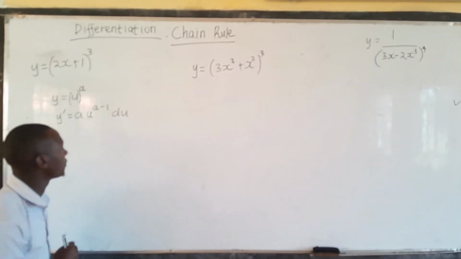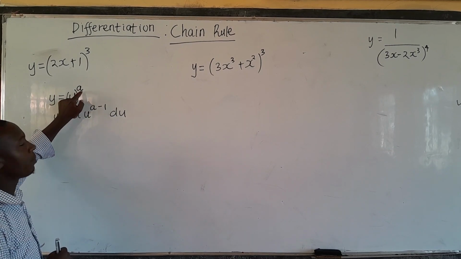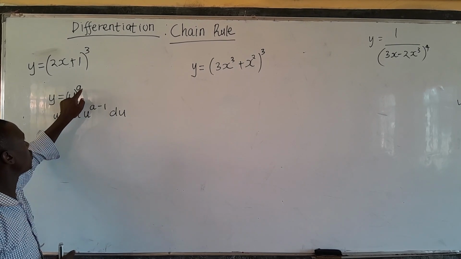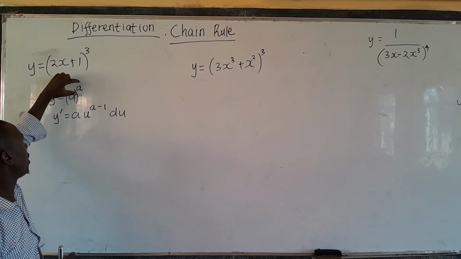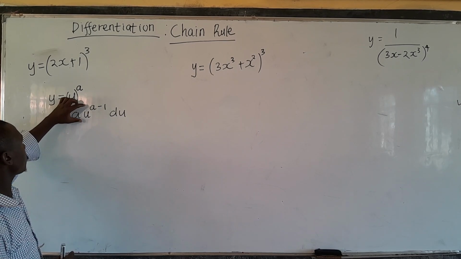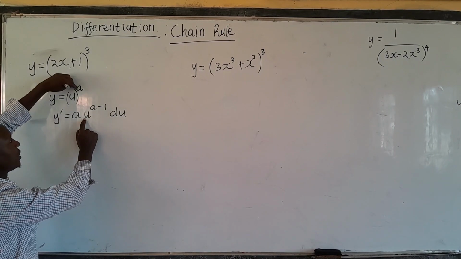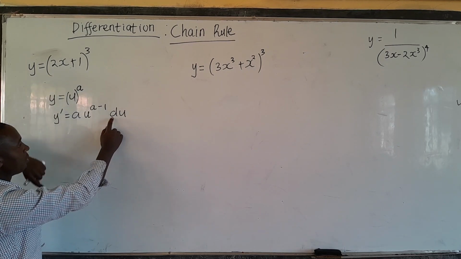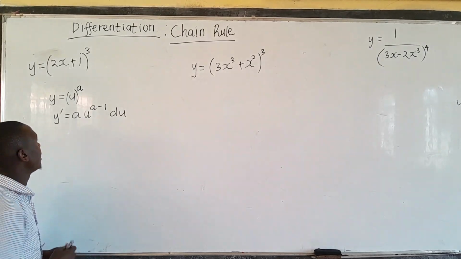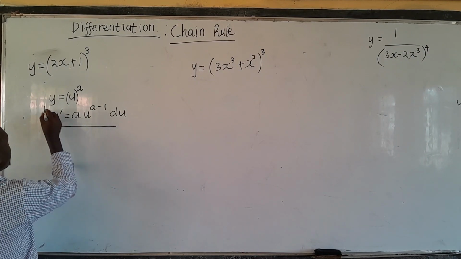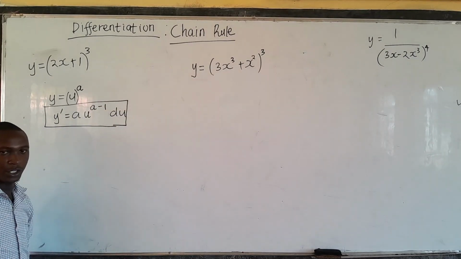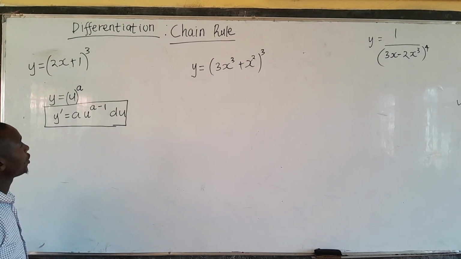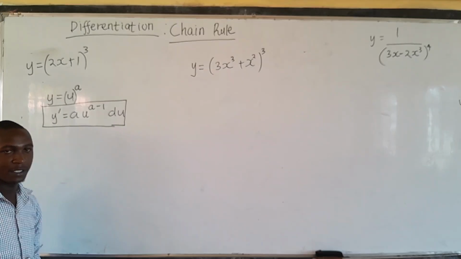So again, how do you do it? If you have a function of u power a, then you're going to find the first derivative, which is y prime, is equal to, you multiply the function with the power, and then we subtract 1 from the power, and then we find the derivative of what is inside the bracket. So that is the general way in which we find the derivative of a given function. So for us to understand better, let us do the following examples for us to really get a feel of what we have just discussed.